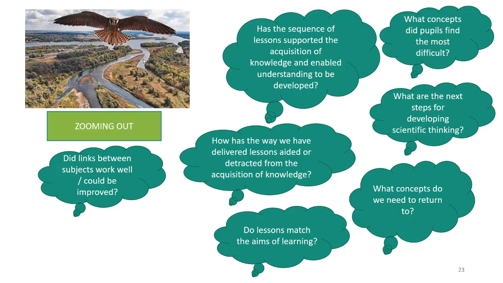So we want children to think like historians, think like artists, think like scientists. How has the way that we've delivered lessons aided or detracted from the acquisition of knowledge? So we need to think both about what they had to cover, but also how did we go about it? Was it the most effective and efficient method of learning? Did it engage children? Did it challenge them? Did links between subjects work well, or could they be improved?